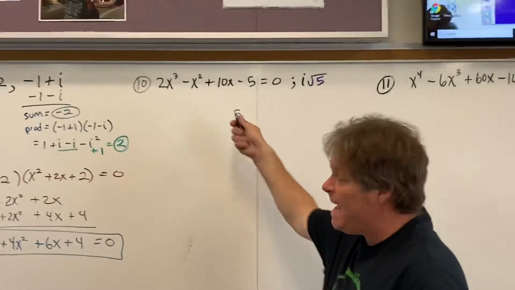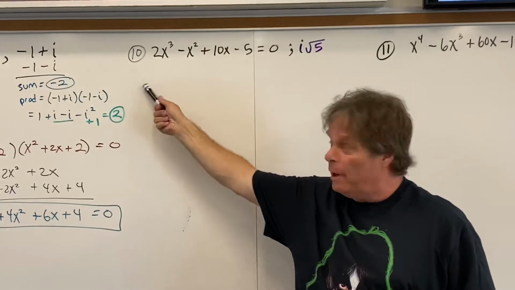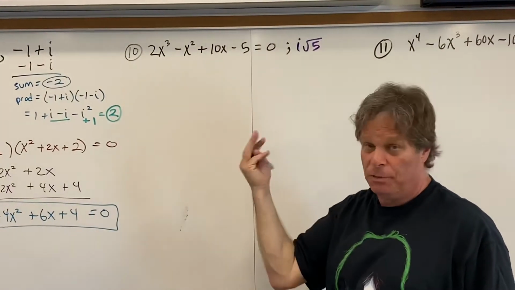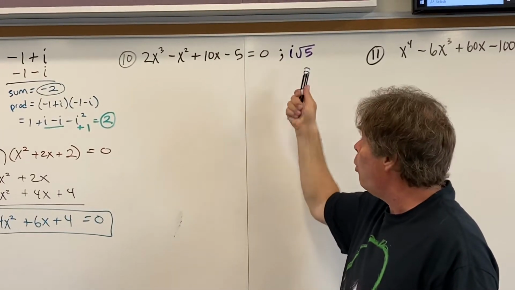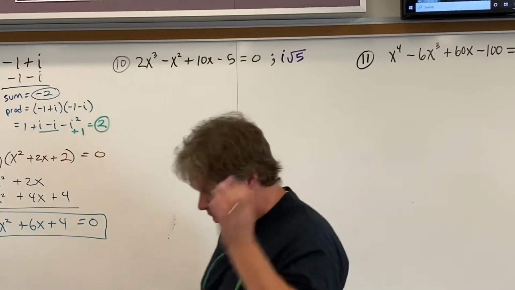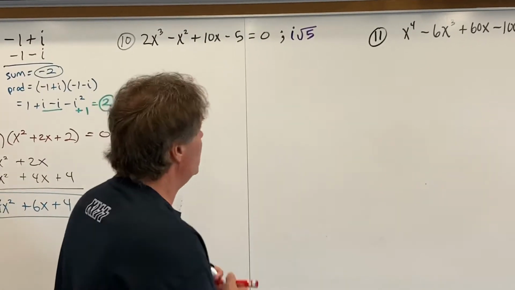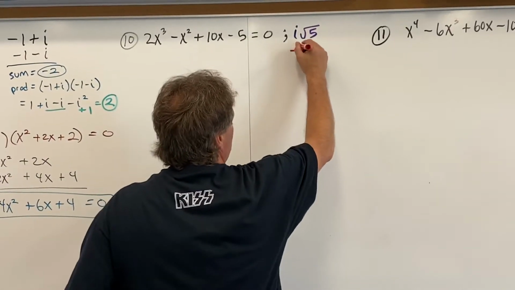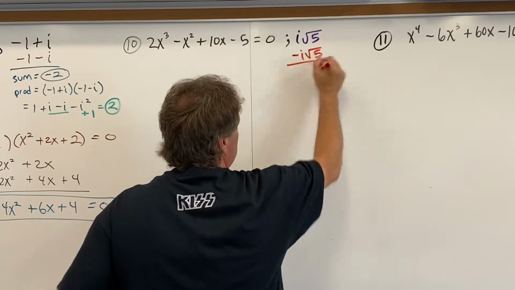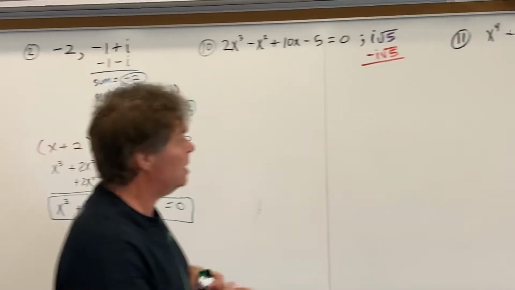Okay, number 10 gives us a polynomial equation, 3rd degree equation. There's going to be 3 roots. One of those 3 roots is i root 5, they're telling you. Well, by the conjugate root theorem, if i root 5 is a root, then -i root 5 would also have to be a root. So we're going to do the same thing we did over there, the sum and the product.